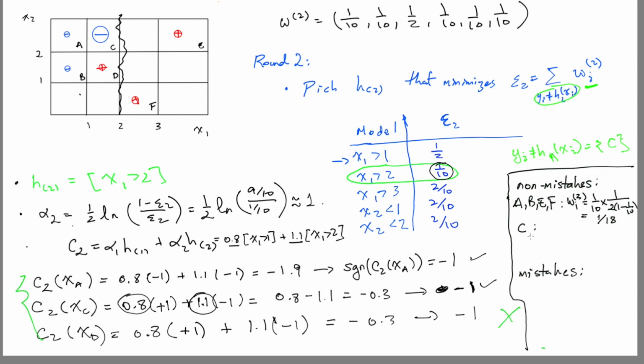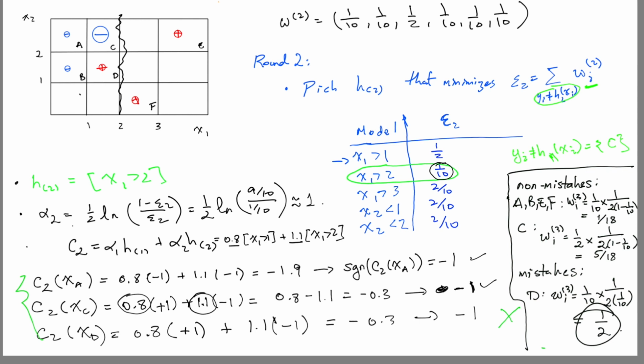What about C? Well, for C, the starting weight is not 1 over 10, it's half, right? So 1 over 2 times 1 over 2 times 1 minus 1 over 10. So this weight here is going to be now 5 over 18. You see how they both get reduced by the same factor, but because the weight of point C was higher to begin with, we end up with a slightly higher weight than the others. And then for the mistake point D, the starting weight of D is 1 over 10, and then we multiply by 1 over 2 times epsilon 2. And this is just 1 over 2. So you see the weight of D gets pushed up.